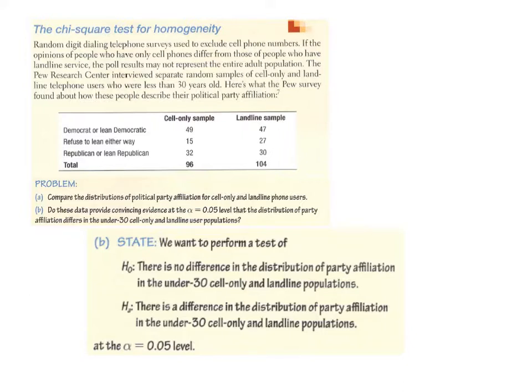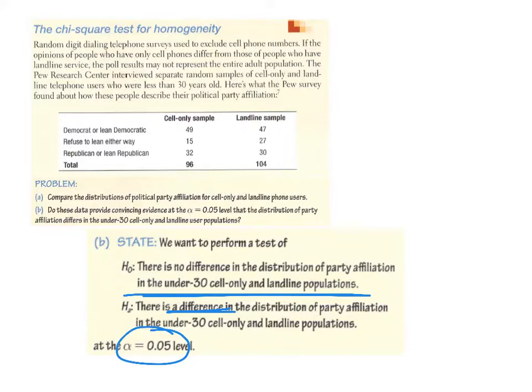Again, I cannot stress all of this context. What I'm seeing a lot is that your hypothesis would just say there is no difference in the distribution of party affiliation. But this is specific. These are people under 30 years old, and we're looking specifically at whether they're cell only or using a landline. Then our alternative hypothesis is just going to be that there's a difference. And like always, I need to write my alpha of 0.05.